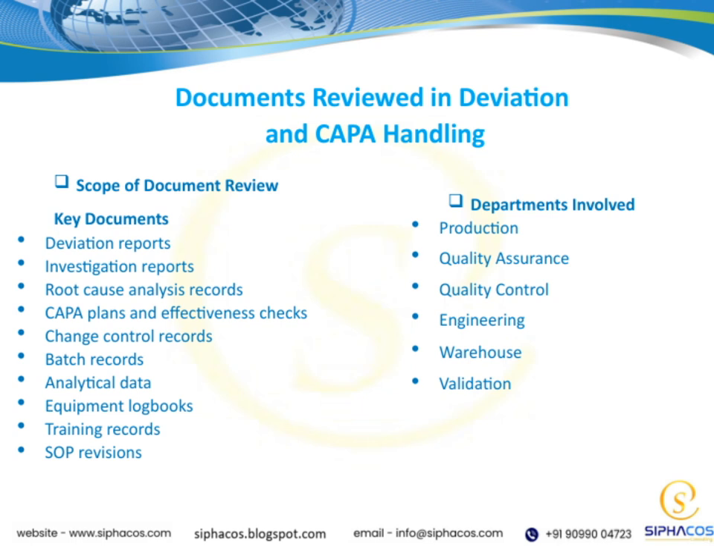Change control records document any modifications made during the process, while batch records, analytical data, and equipment logbooks provide detailed operational information. Additionally, training records ensure that staff are properly trained, and SOP revisions show how procedures have evolved to prevent recurrence. By reviewing all these documents comprehensively, we ensure a thorough understanding and effective resolution of deviations, aligning with our overall goal of continuous improvement and maintaining high-quality standards.